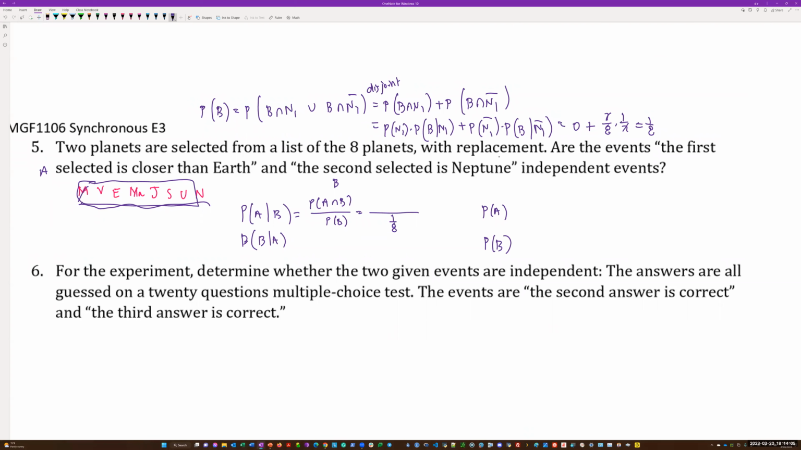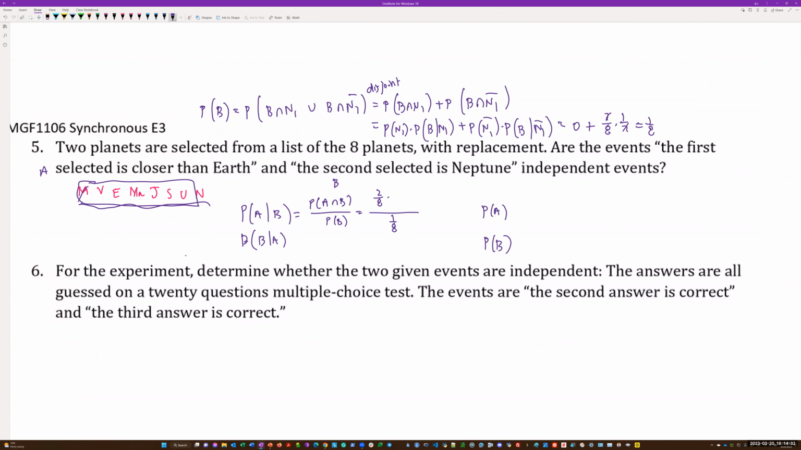So that was an easy way just to think about it. We could have just said 1 out of 8. Does that make sense? Right? What's the chance you get Neptune? All right. So now, what's the chances that you get A and B? In other words, the first selected is closer than Earth. The second selected is Neptune. So closer than Earth is what? 2 out of 8. Is that correct?